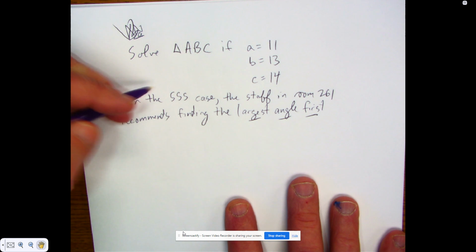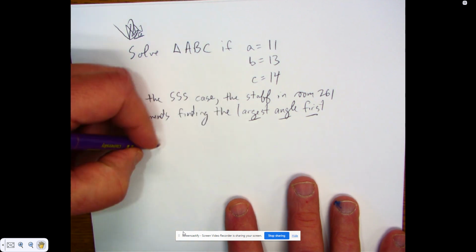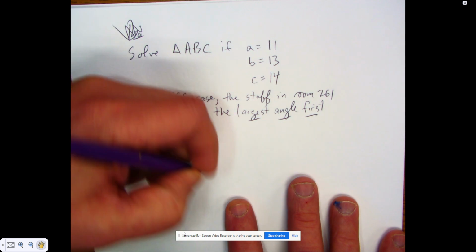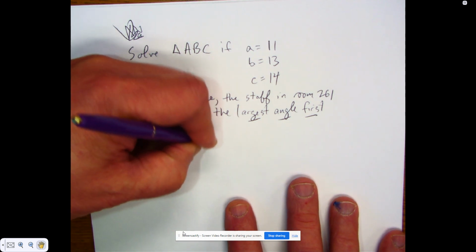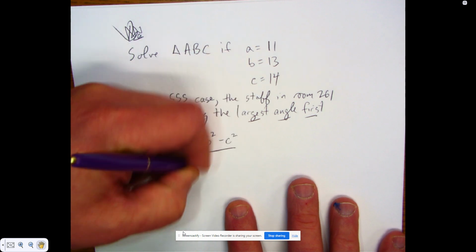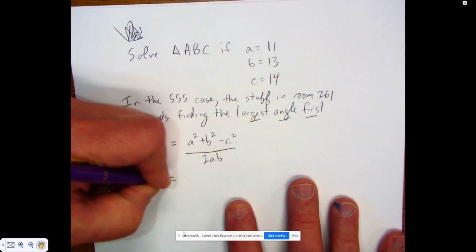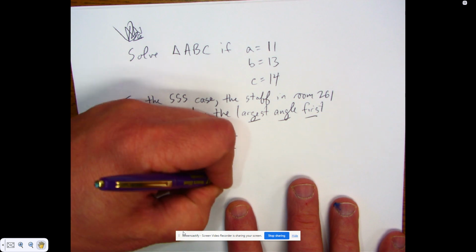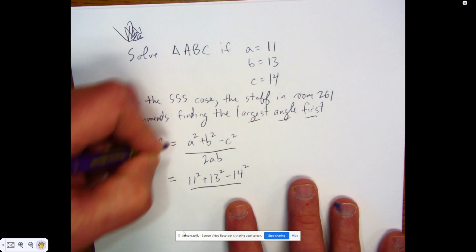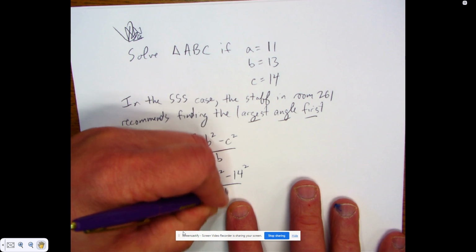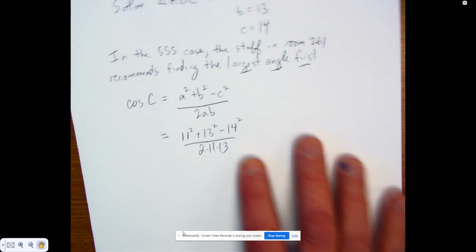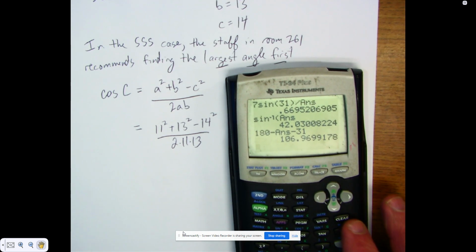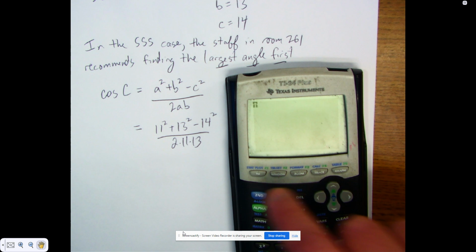Anyway, we're going to find the largest angle, and so the largest angle is going to be angle C. If you look at the formulas that were given to you, the cosine of C is equal to a squared plus b squared minus c squared over 2ab. And so in this case, it's 11 squared plus 13 squared minus 14 squared over 2 times 11 times 13. And so it's calculator time, right? We're going to get out our calculator, and I'm just going to do this in one fell swoop this time.